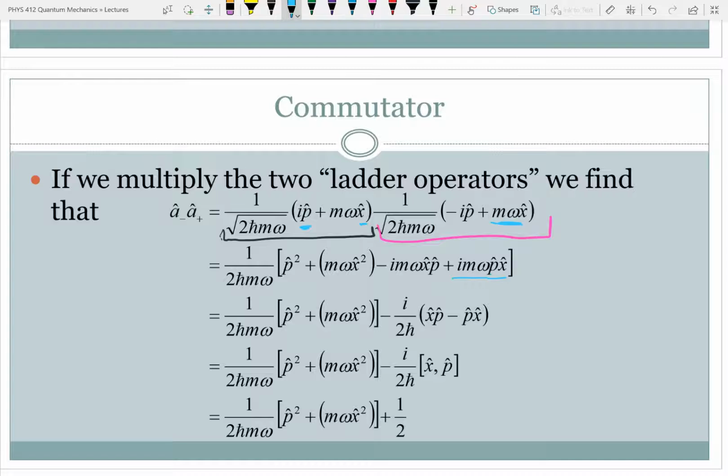So this here is the one that I underlined in blue. Then when I do M omega X operator acting on minus IP operator, then I have minus M omega X first, then P. Right, so these two do not add to 0 because the X and P are in opposite orders.